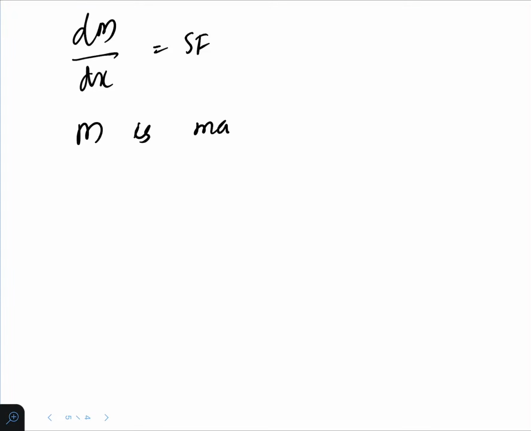Then one more thing, you know that dM by dx is equal to shear force. So M is maximum when shear force is equal to 0. This you might already have studied in maths. So the same thing is happening here. And we will now discuss one thing, that is the point of contraflexure.